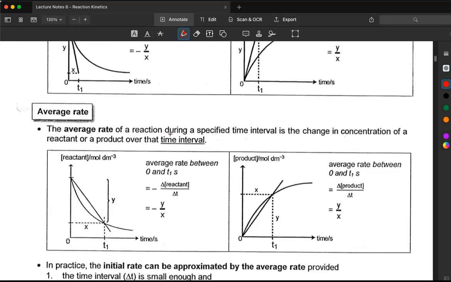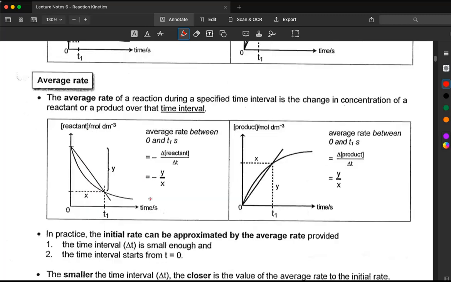Average rate of the reaction during a specific time interval is the change in concentration of a reactant or product over that time interval. So we calculate the change in concentration of reactant over the time. We do likewise for the product. So it is like the total amount of reactant reacted over the total amount of time interval.